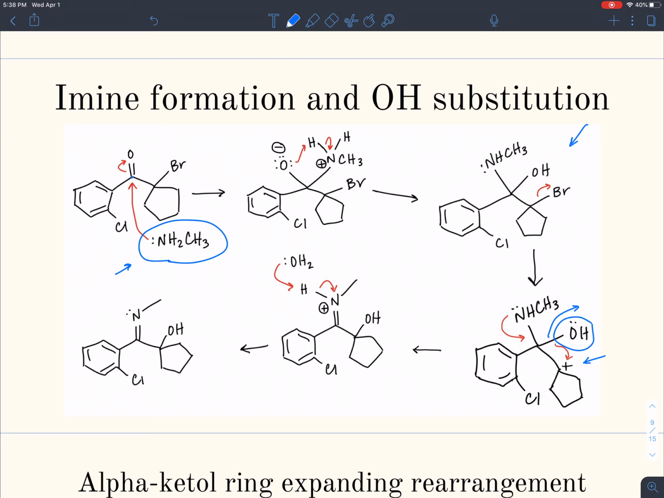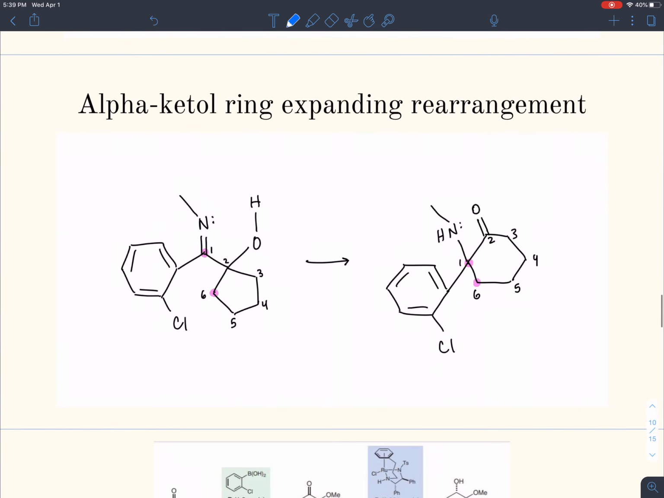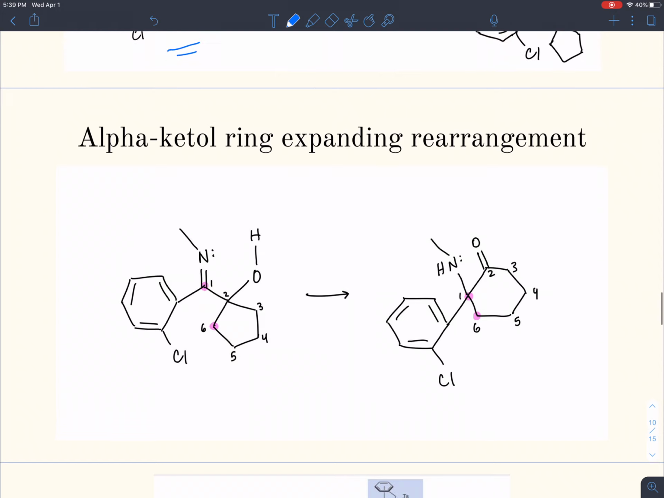Maybe a water molecule comes in, this guy completely goes off, and this guy goes in here. But why not do things intramolecularly is how I saw it. Okay, moving on. The next step is just the proton is removed from that protonated imine to form our imine. And from here, we are ready to go on to the ring expanding rearrangement.